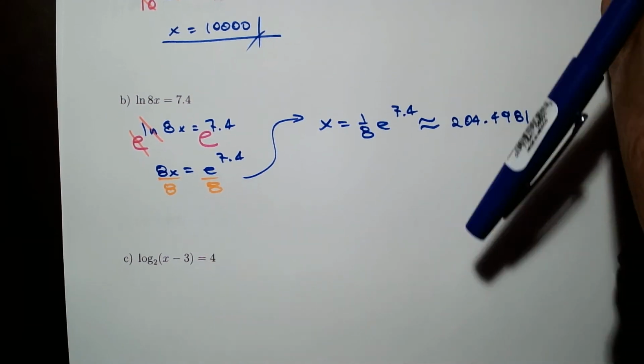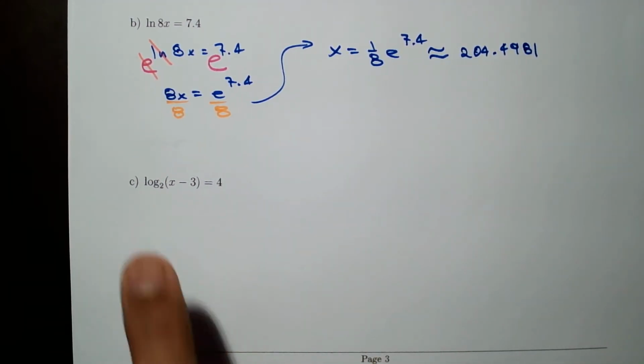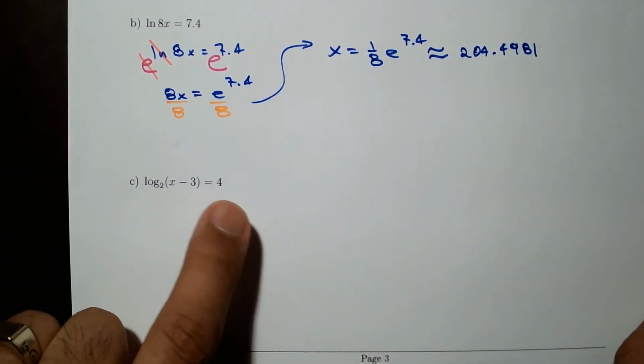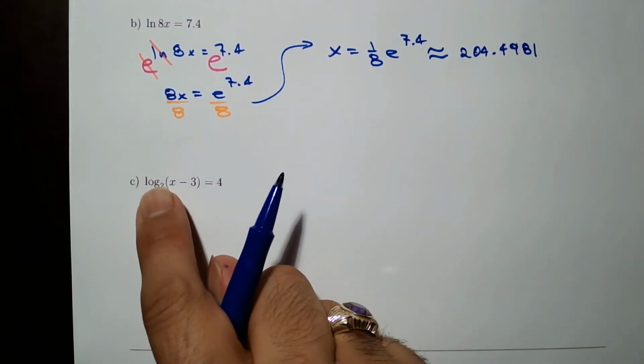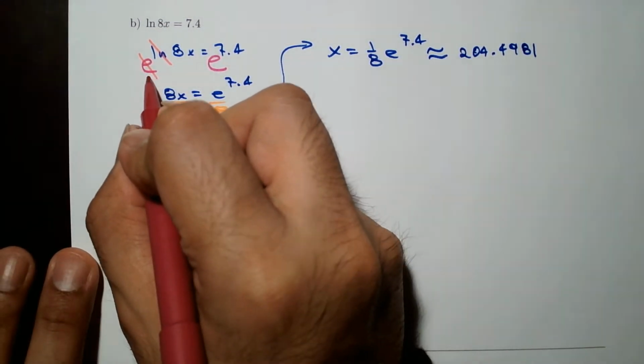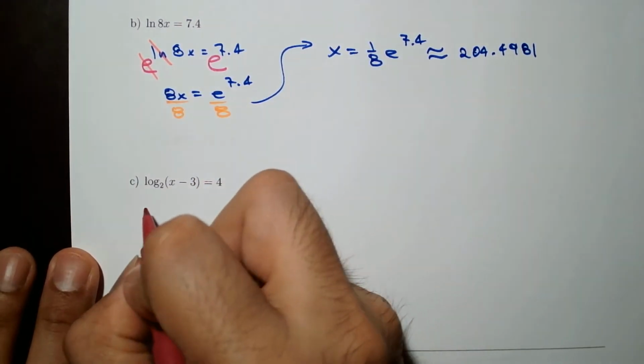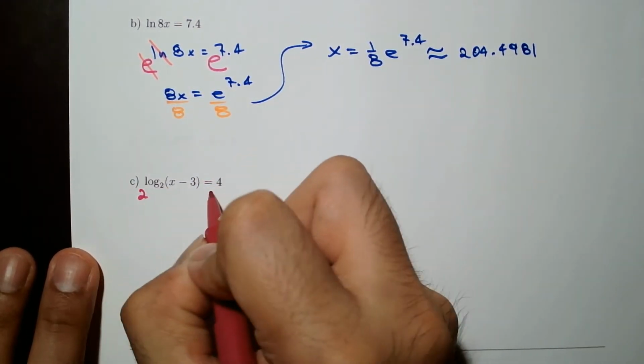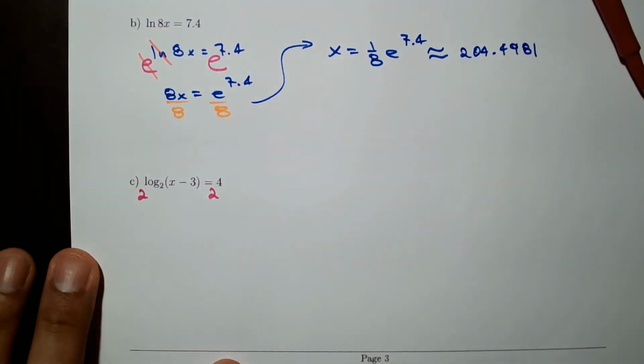Then we have another one. Okay, so we have log base 2 of x minus 3 equals 4. In order to get rid of this log base 2, we need to do the inverse of the logarithm base 2, which is to exponentiate, but not base e or base 10 like we did before, but rather base 2.